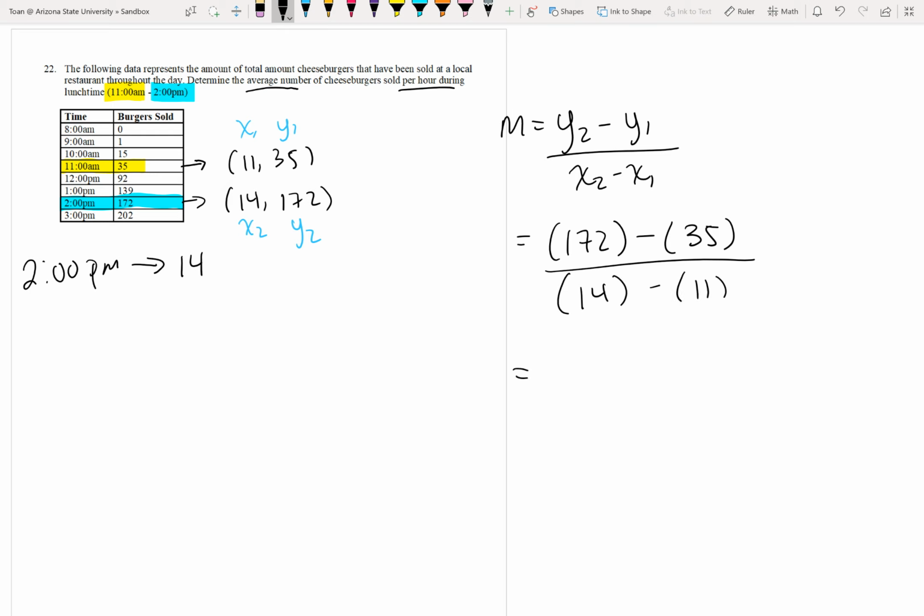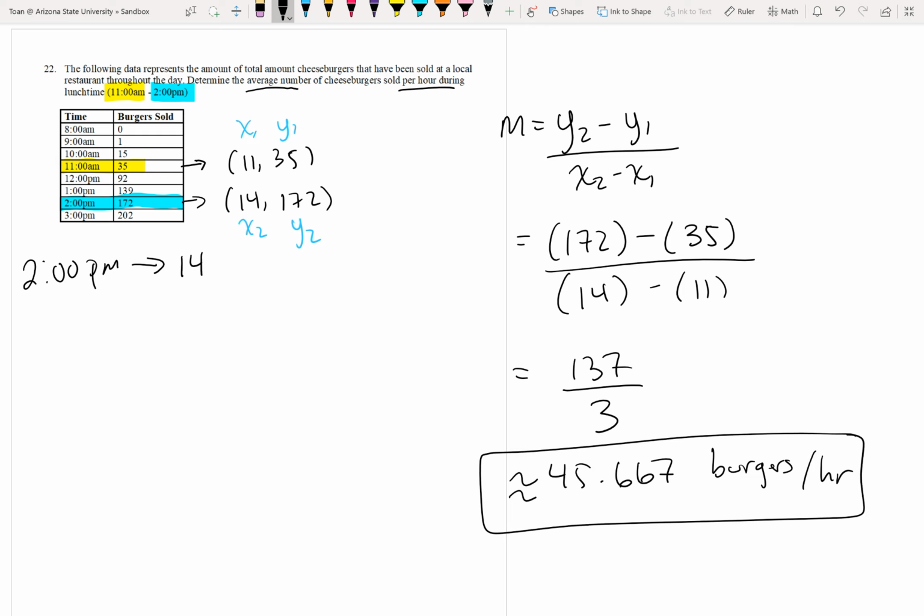So 172 minus 35 is 137 over 3. And if you do that division, you get approximately 45.667 burgers per hour. So there is your average rate of change. It's just average rate of change, average number per hour. That's just all code word for slope.